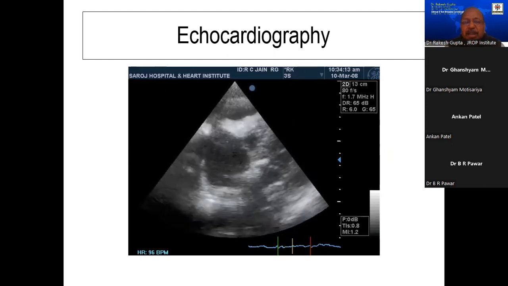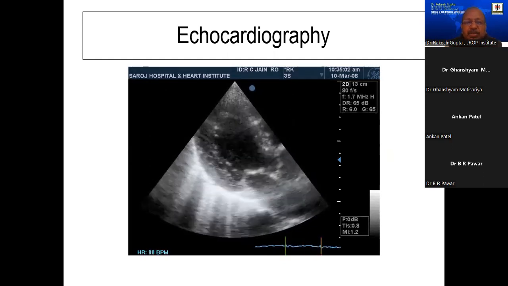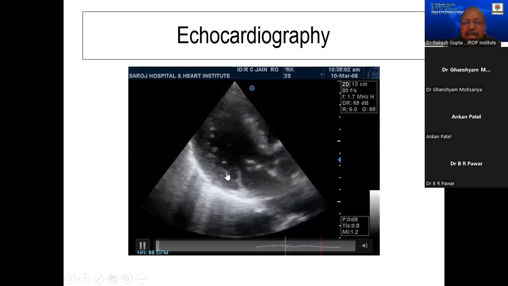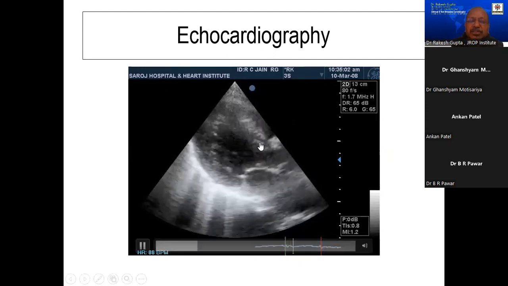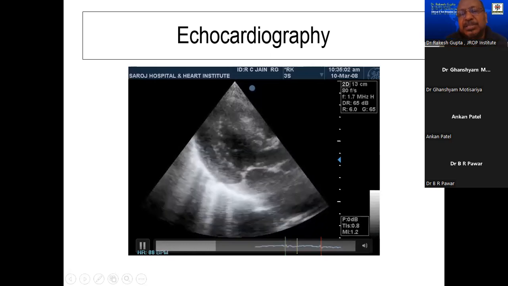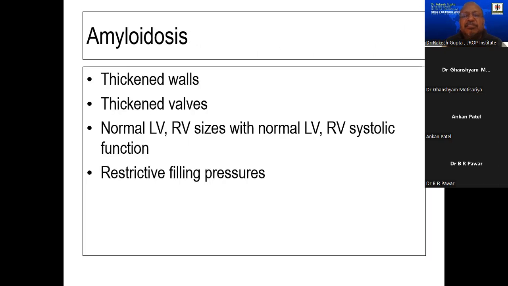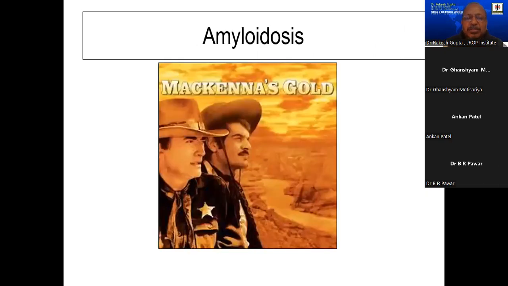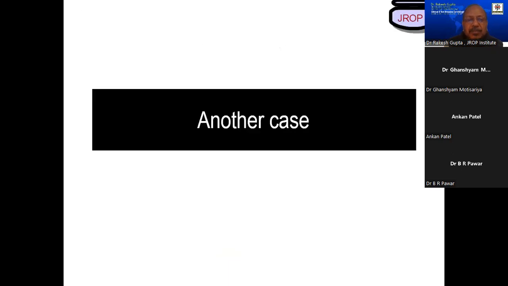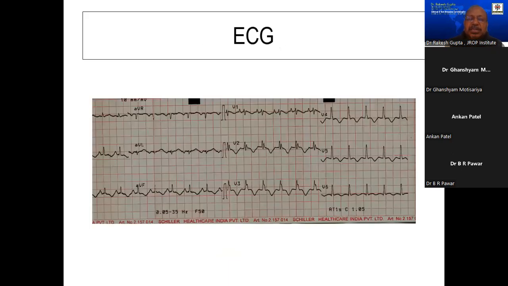When I teach my students, I say, look, the diamonds are sitting over there. All these are diamonds, and the light is falling on those diamonds and reflecting to us, suggesting that this is amyloidosis, corresponding very well with this Mackenna's Gold picture, which was shot in 1969. Let's move on to another case of right-sided cardiomyopathies.